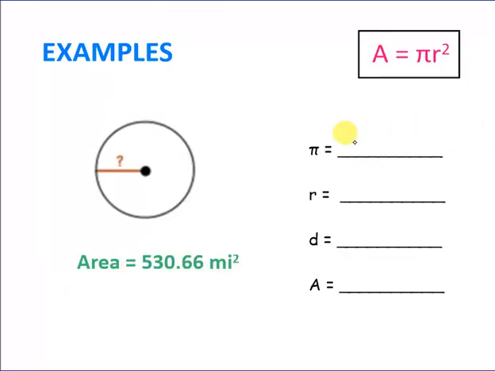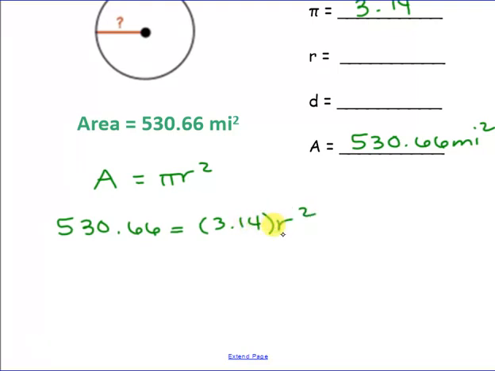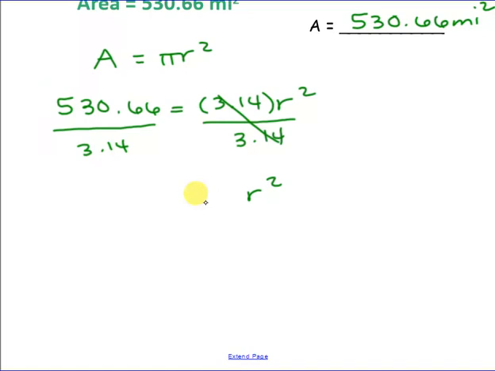All right, let's do one more example here. So pi is 3.14. Our area is 530.66 miles squared. So we always start with the formula: A equals pi r squared. I know that my area is 530.66. I know that pi is 3.14, and I know that I have r squared. I need to get the r by itself, so I'm going to divide both sides by 3.14. This cancels, and I'm left with r squared.